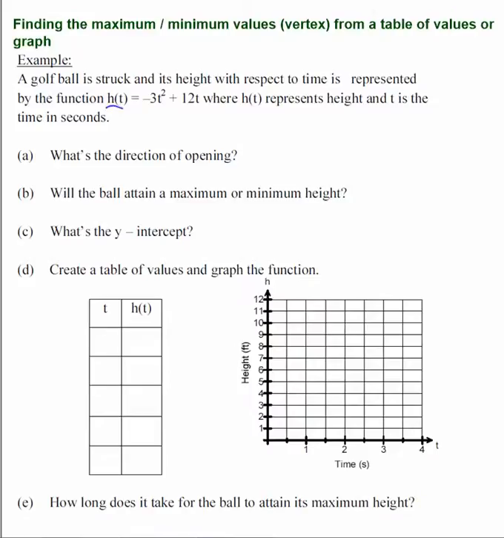So what this is describing is that height depends on time. When you put in a time value here, you'll get back the height of the golf ball. First question, what's the direction of opening? We know from the previous example that our a value gives us our direction of opening. The a value here is -3. Because the value is negative, the graph opens downward. So the graph would look like this.